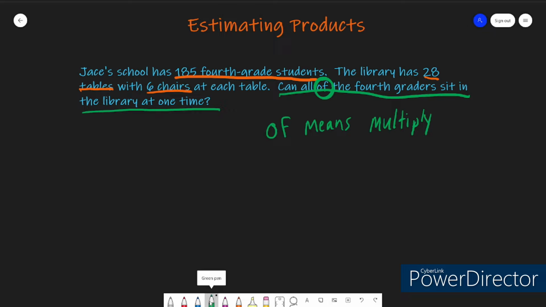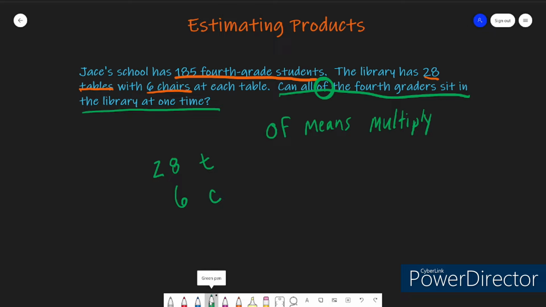So we have 28 chairs, and we also have 6 chairs. That's 28 tables, not chairs. So we have 28 tables, and I'm going to label that a T, and then 6 chairs. And knowing it's a multiplication problem, we're going to need to go forward and multiply this stuff.